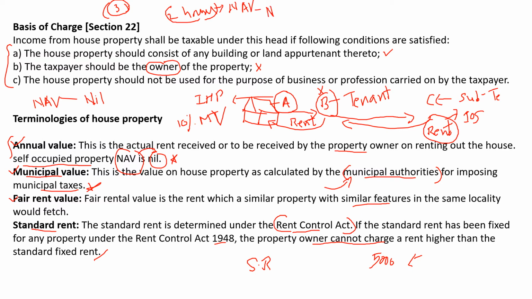For the third house, even though he is residing in it, it will be deemed to be let out. As it will be deemed to be let out, we will not get exemptions, so we will be calculating the municipal value, then fair value and all. Is it clear? So now let's move to the next part.